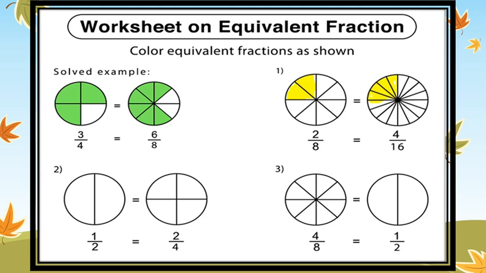Okay, now what do you observe? Yes, in both the figures, here 2 are shaded out of 8 parts, and here 1, 2, 3 and 4, 4 parts are shaded out of 16 parts, but they both are covering the same area, right? Same amount of area is covered by both the figures, so they are representing equivalent fractions. So fraction 2 by 8 is equal to 4 by 16.